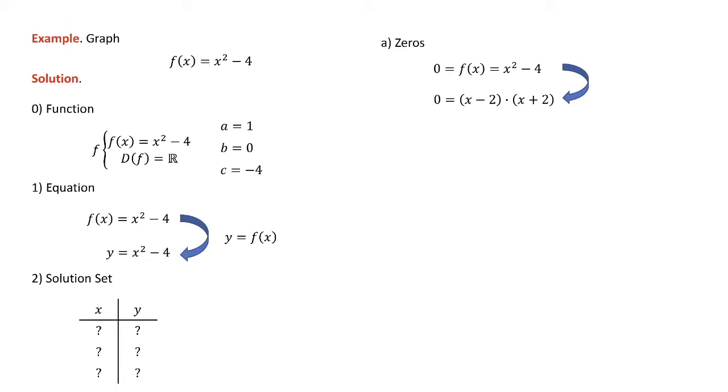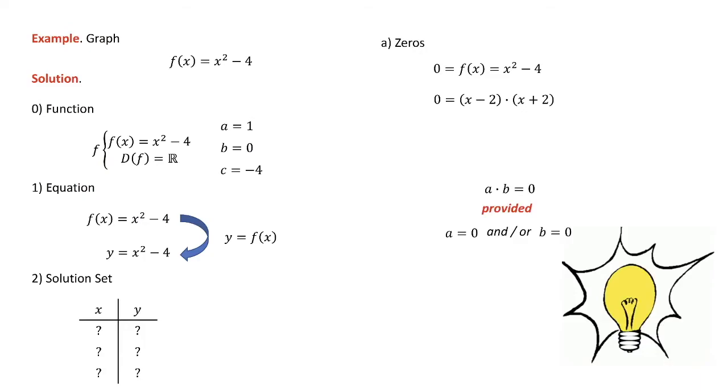It's the same thing. If I use the formula, x1 in this case would be -2 and x2 would be 2. You get exactly the same result. Now how do I solve that? Well, there it is. Light bulb, right? A times B equals 0, A is 0, and or B is 0.